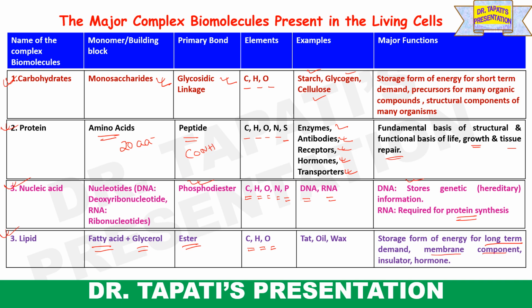It is a membrane component. It is a major membrane component, and it can act as insulator. Steroid hormones are made up of lipid. So among these four complex biomolecules, carbohydrate, protein, and nucleic acids are polymers because they are composed of repeating monomers, repeating subunits. Whereas lipid is not a polymer. It is composed of fatty acid and alcohol, not repeating units.